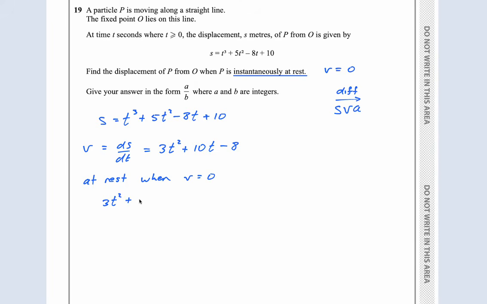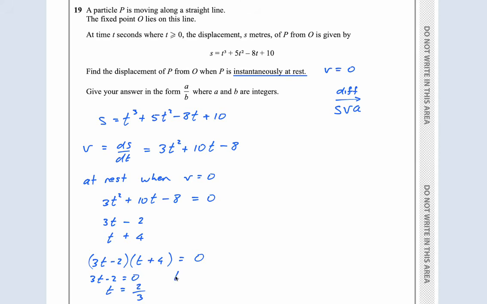So I'm going to solve this. 3t squared plus 10t minus 8 equals 0. I'm going to factorize 3t and t. 8 is 4 times 2. I'm going to put the 4 there and the 2 there, and then the plus there and the minus there, because it's going to be 12t minus 2t gives me the 10t. So 3t minus 2 times t plus 4 equals 0. 3t minus 2 equals 0. That's t is equal to 2 over 3.